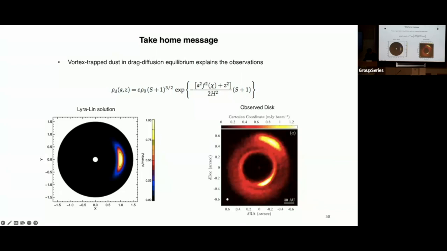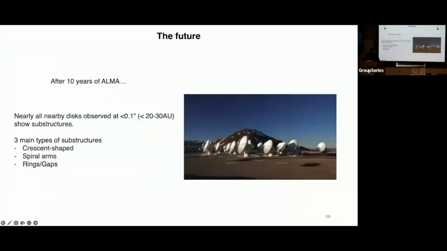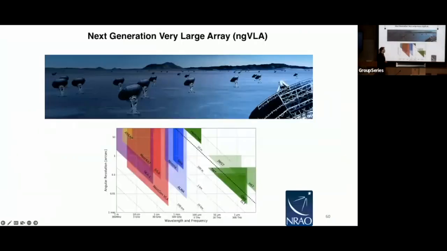So concluding, what is in the future? So nearly all nearby disks observed at sufficient resolution show substructures, right? The types of substructures that are seen are crescent-shaped, have spiral arms, rings, and gaps. And what is it that we can expect in the future, right, with more instruments? You know, lots of people are super excited about JWST. I am too, but I want to have more resolution.